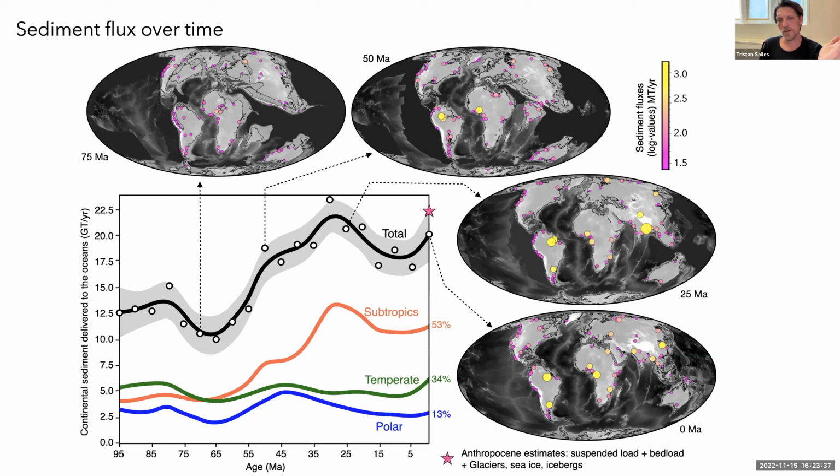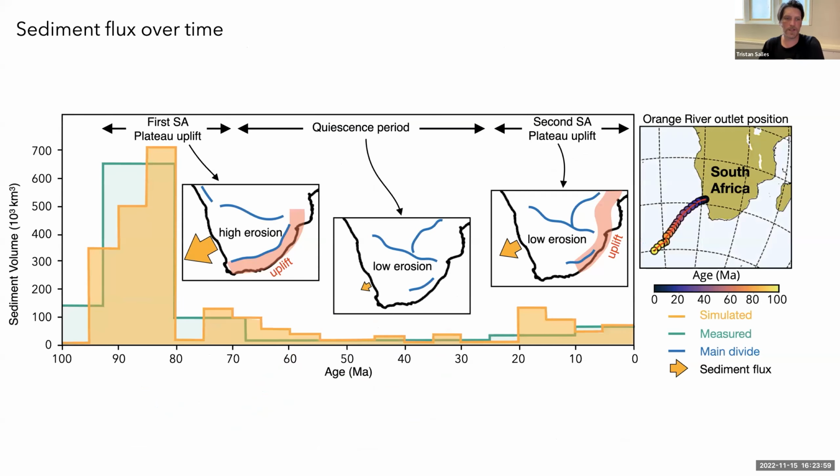So the model I've shown here is a model that is run over 100 million years at a resolution of about 10 kilometers, which allows us to first look at what is happening at global scale, but also to look at what is happening at catchment or more regional scale. To give you an idea of this, here is an example of the sediment flux going out of the Orange River in South Africa.